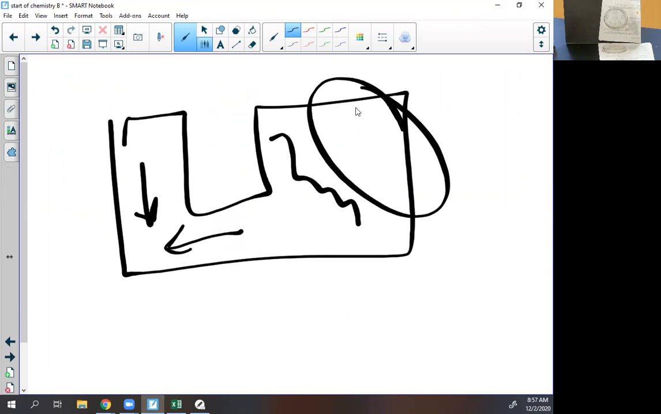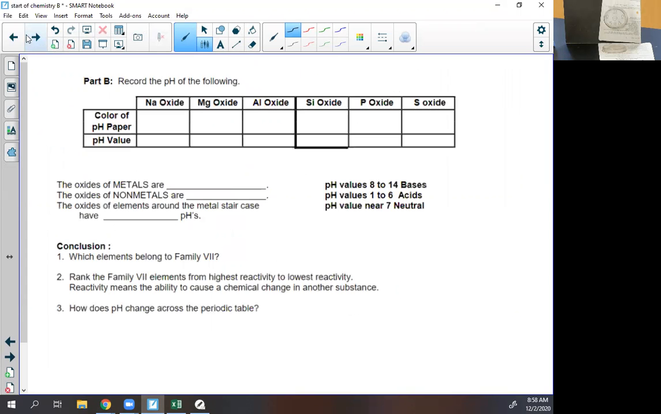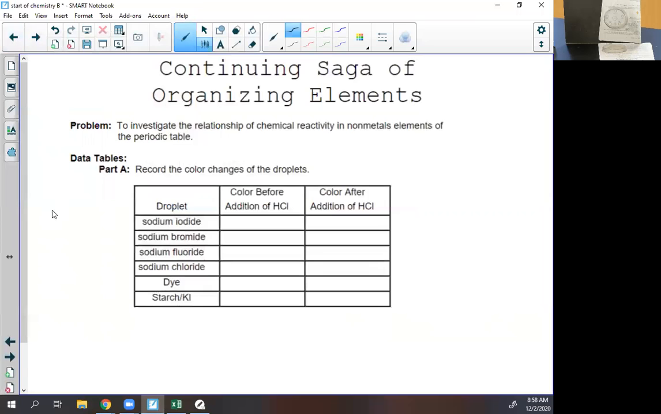Okay, the Saga lab is the easiest lab of the year, in my opinion. If you screw this up, then you have issues. It's on the instructions. So you have this data table right here. When you come back to your station, you'll have a block full of pipettes. Most of the liquids are right by Savannah, right in front of her.